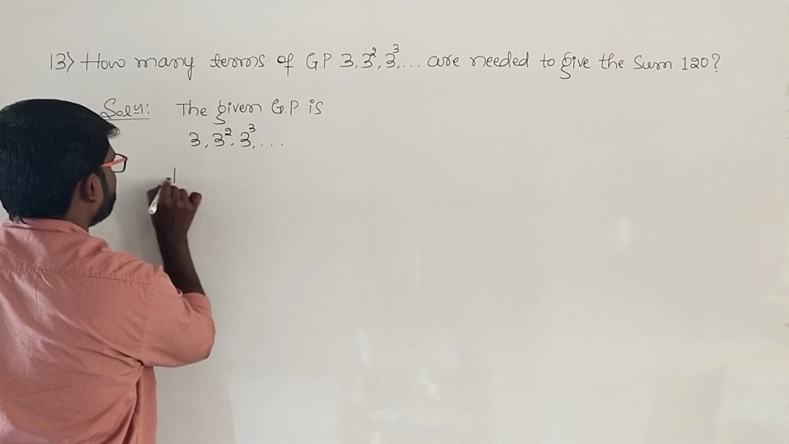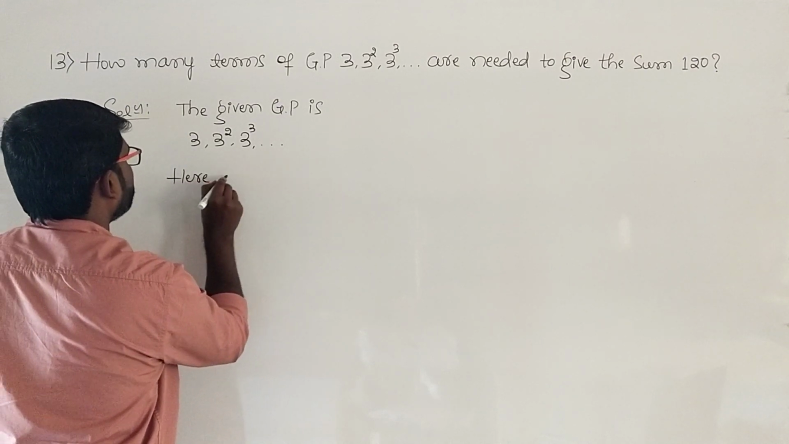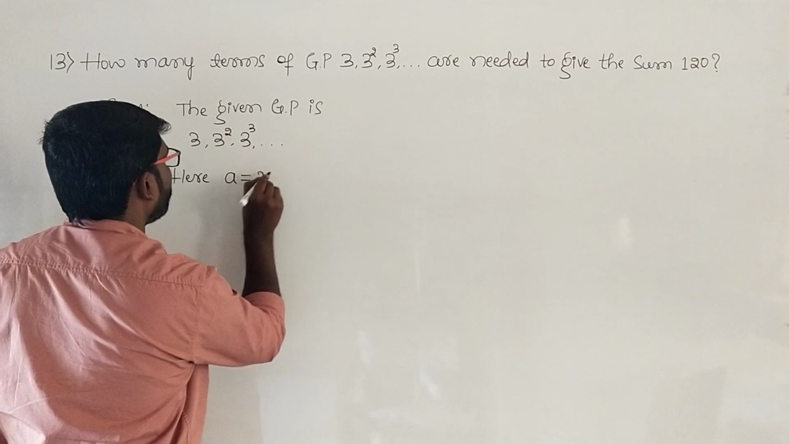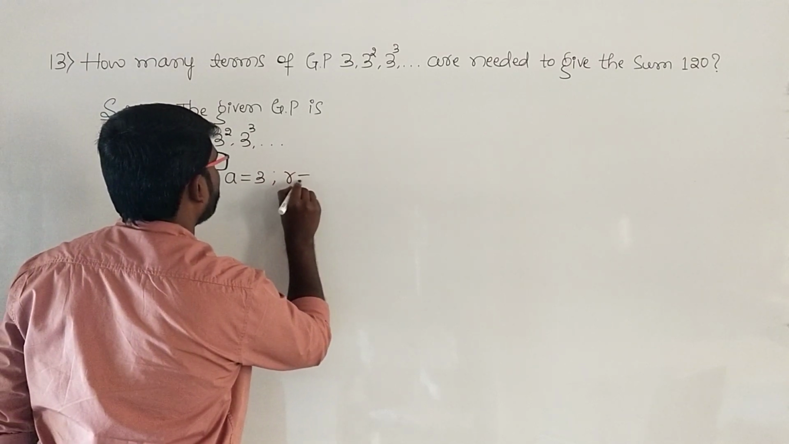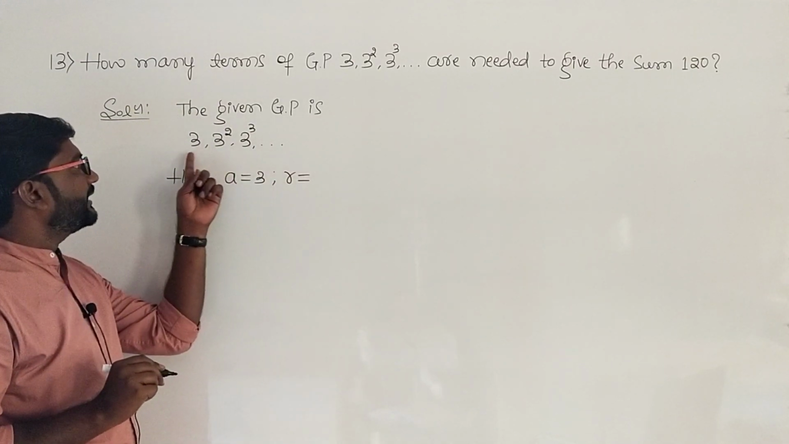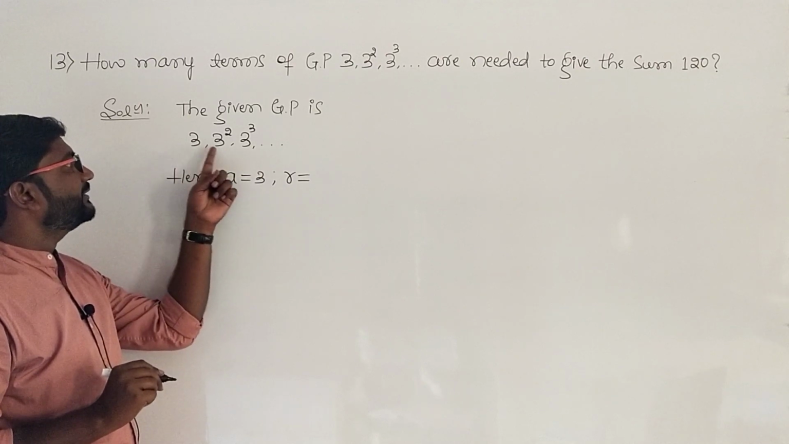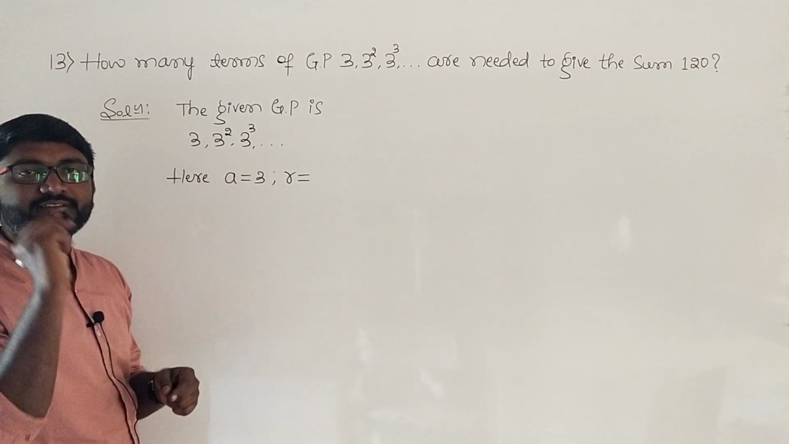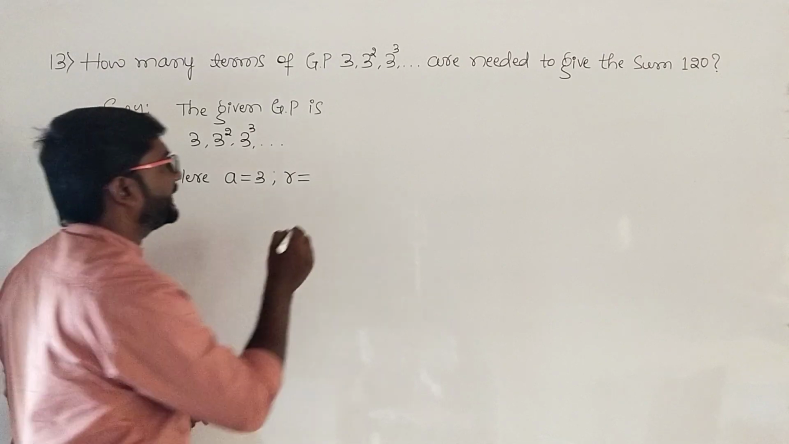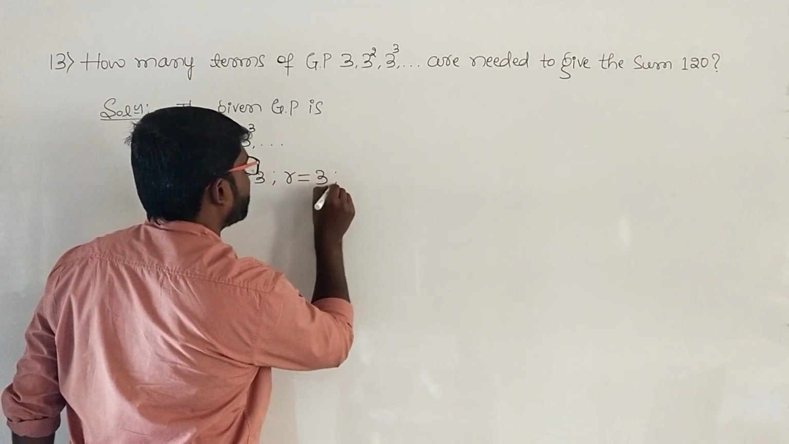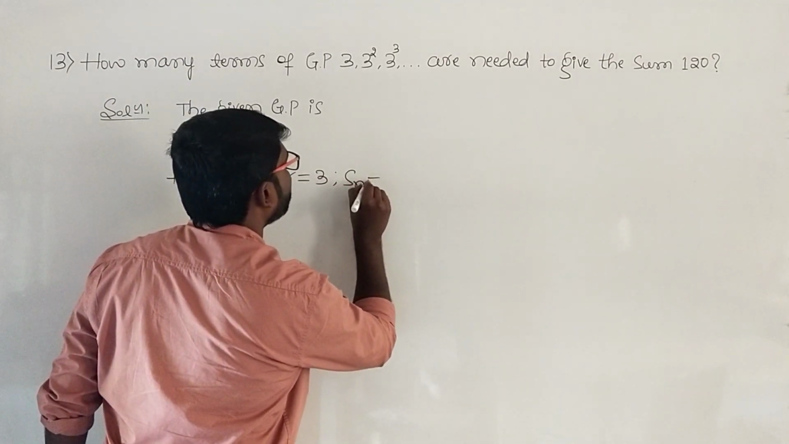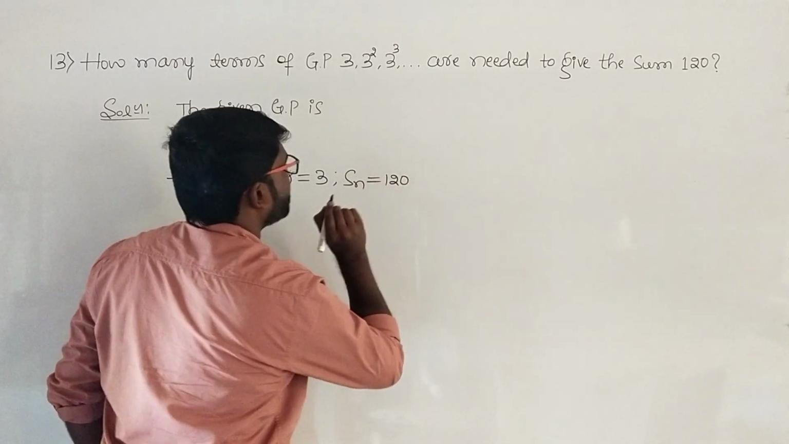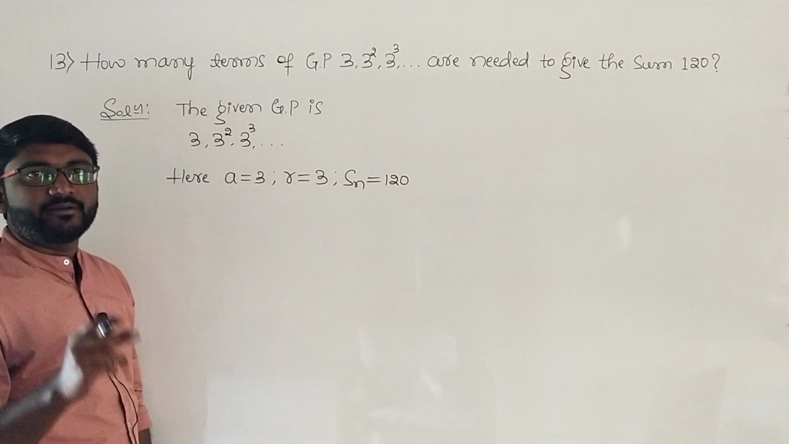So here A is equals to 3 and then R, that is the common ratio, A2 by A1 or A3 by A2. A2 by A1 means 3 square by 3. 3 square it is 9. 9 divided by 3 it is 3. And Sn which is equals to 120. Here we will have to find the value of n.